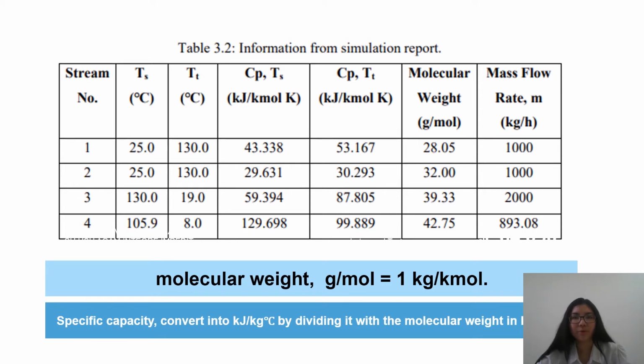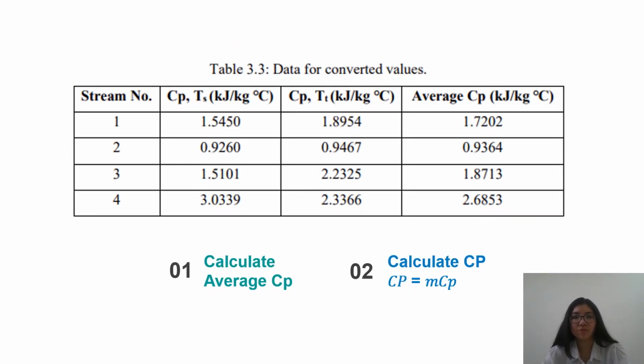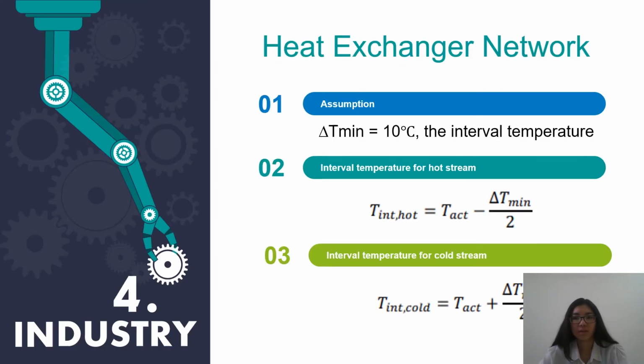First, the required data from each stream has been extracted from the Symmetry report, and then we will convert all the data into the units that are suitable for our calculation later. After the unit conversions, the average Cp for each stream can then be calculated. After that, we will use this average heat capacity to calculate the specific heat capacity. Next, we proceed to the heat exchanger network.